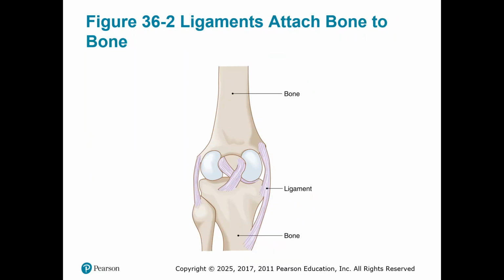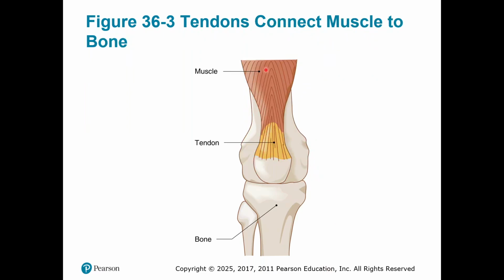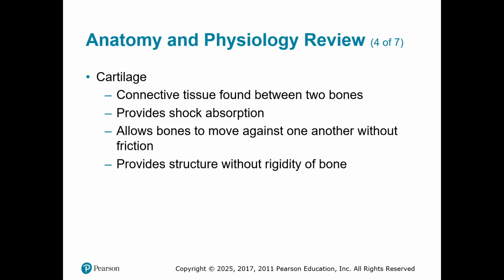And so they give you an example here of a ligament attached to a bone. Here's your bone. There's the ligament. Ligament and bone. And then we have a tendon that is attached to muscle to bone. Cartilage is a connective tissue found between two bones. The function of cartilage is to provide shock absorption. It allows bones to move against one another without friction and provides support without the rigidity of the bone.